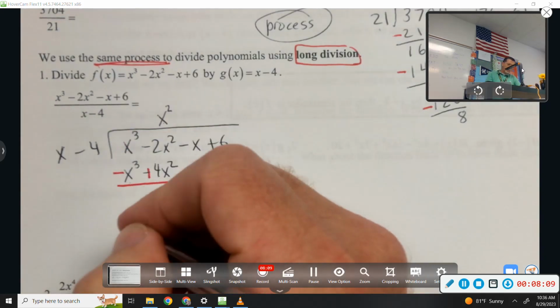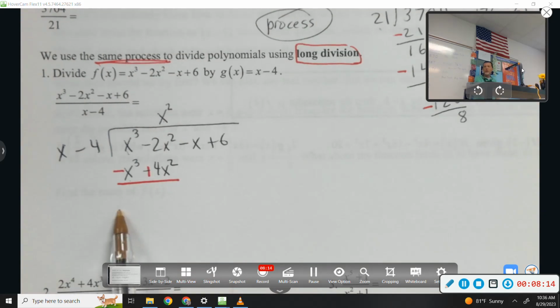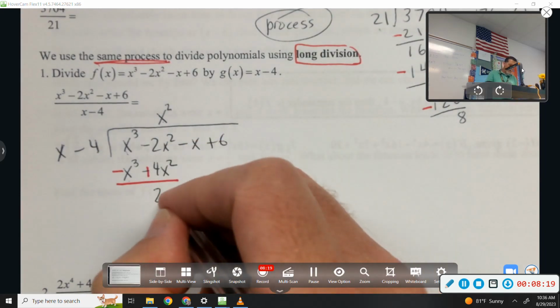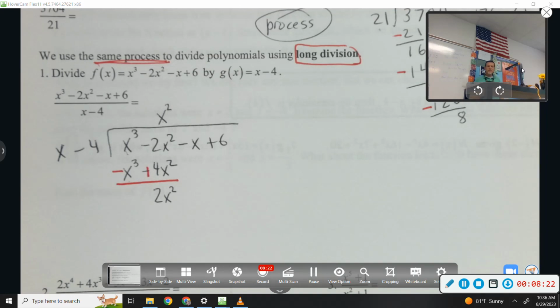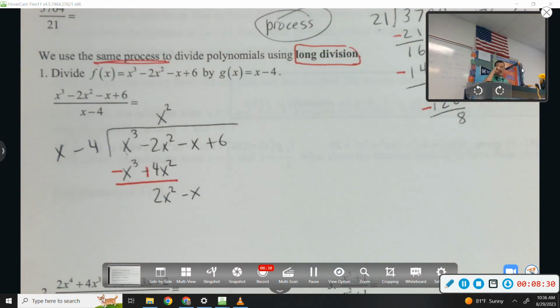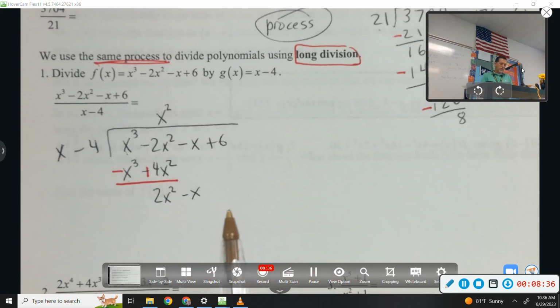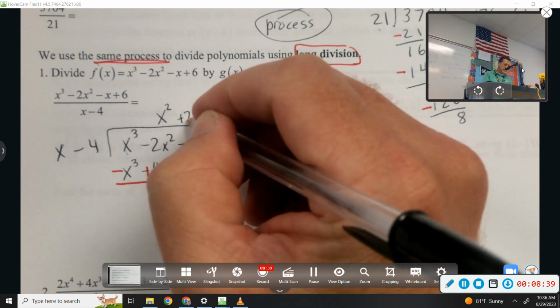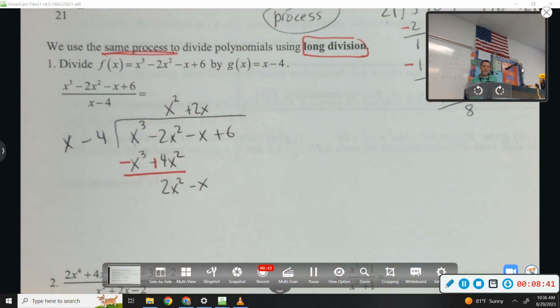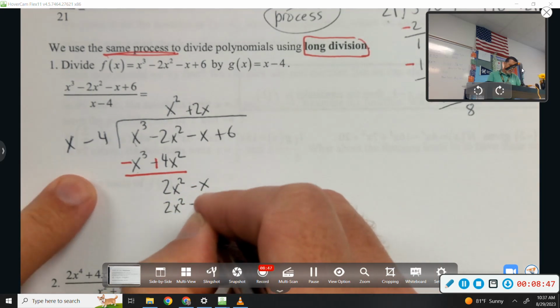X cubed minus x cubed goes away. That will always happen, right? Like you picked that multiplier to make that go away. So if that doesn't go away, then you did something wrong. Negative 2 plus 4 would be 2x squared. What next? Bring down the x. Yeah, you could do the multiply thing, but I'm going to bring down the x. And now I need to think something times x gets me 2x squared. Well, 2x would work. So plus 2x. Multiply it, we get 2x squared minus 8x.